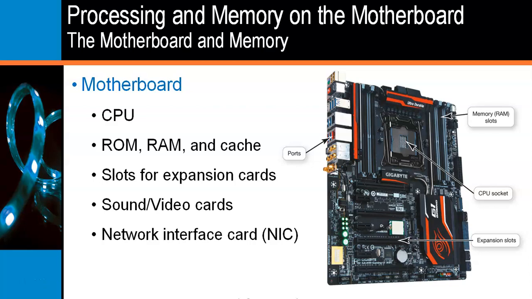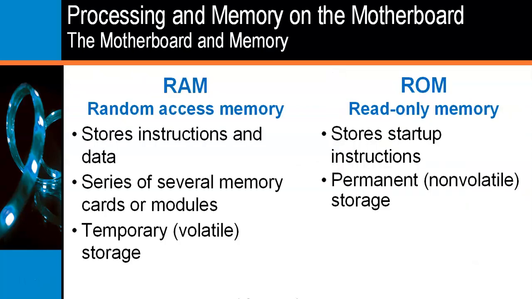This includes your CPU, your ROM, your RAM, and your cache. We're going to talk about all these in a little bit. We're going to talk about the slots for the expansion cards, the sound and video cards, and the network interface card, also known as the network adapter card. The NIC or the NAC are the same thing, just different terms.